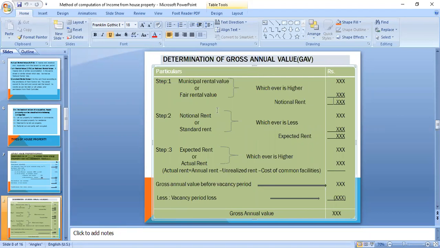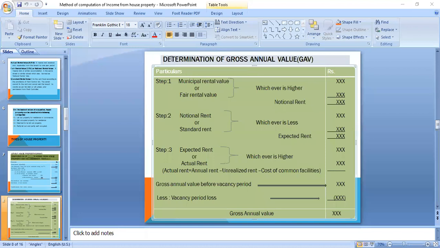And the second one, from the notional rent, say 8,000 and 9,000, when you compare both, you got 9,000. So from that 9,000, what we call the notional rental value, notional rent. Sorry for the disturbance.